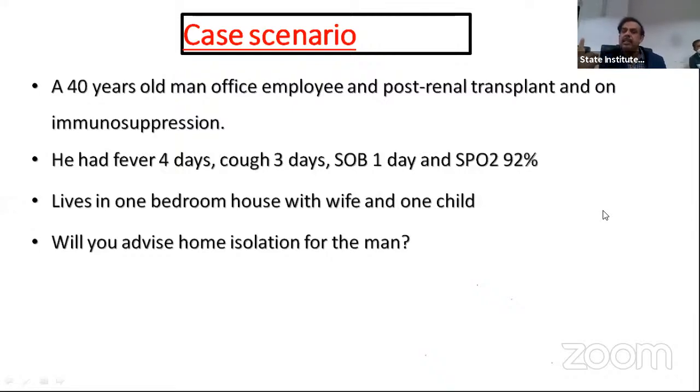One, he has risk factors for progression into severe disease. Secondly, the prognosis would be poor in a comorbid patient. Third, he has moderate COVID, as the saturation has dipped. And so you should advise hospital isolation.